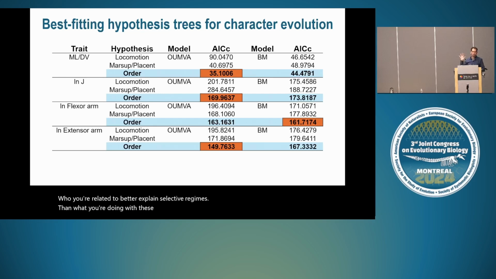This completely runs against almost everything in the literature about these. I'm still a little skeptical about the results, but if anyone has ideas or would like to talk about this, I am very open to hearing your thoughts, because this really completely contradicted what I thought was going to be the case.